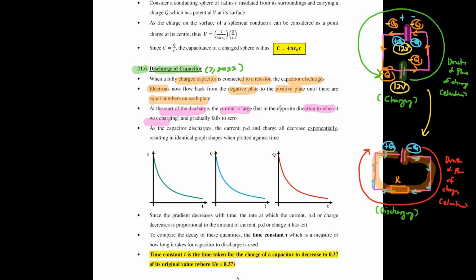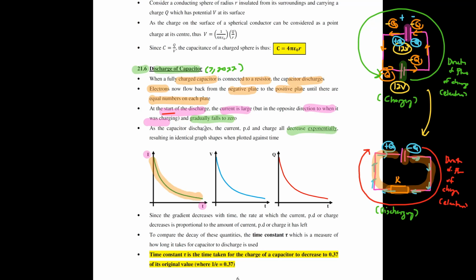Okay, so you would have some sort of current flowing from your capacitor through your resistor, and at the start of your discharge, that value is actually quite large. But it will tend to decrease with time. It will gradually fall to zero. The way that it drops is that it tends to decrease exponentially. So if you have a graph of current versus time, it tends to follow a curve that looks like this. This is what we call an exponential decay curve.